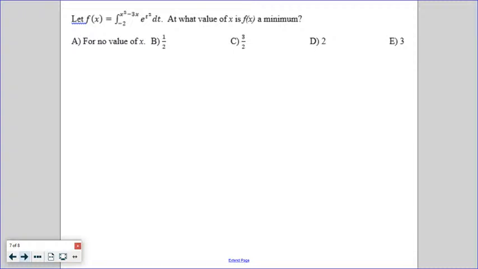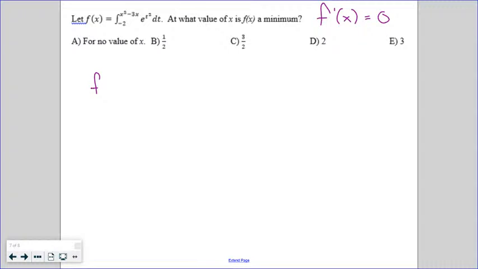All right, on the next one, f of x equals the integral from -2 to x squared minus 3x of e to the t squared dt. At what value of x is f prime a minimum? Places that f prime can be a minimum would be the ends of a closed interval, which we don't have, but it would also be at critical points of our derivative. So if I can find f prime and see where it is either undefined or equals 0.